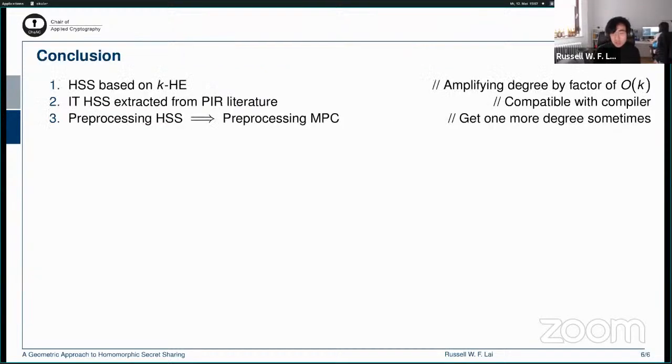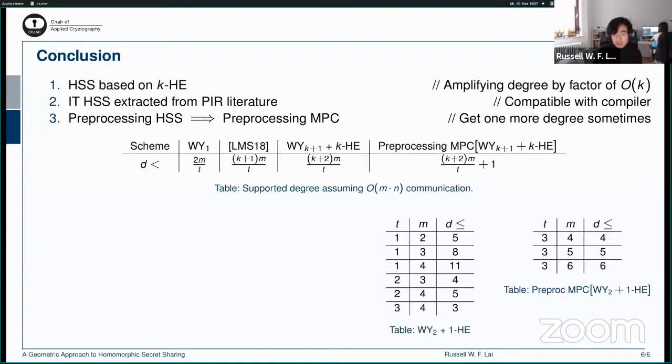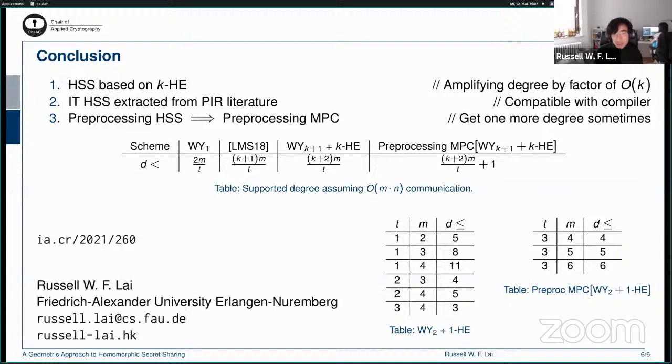So in conclusion, these are the results presented in this paper. And for some concrete feeling of how the supported degree D looks like, here are some examples. And finally, feel free to check out the ePrint version for more details. Thanks.